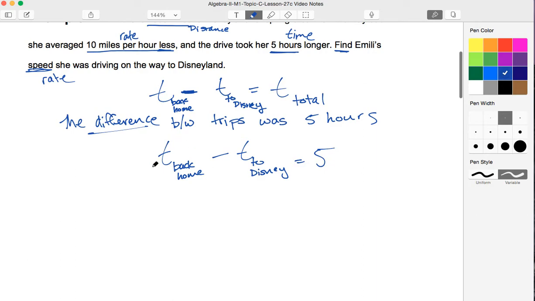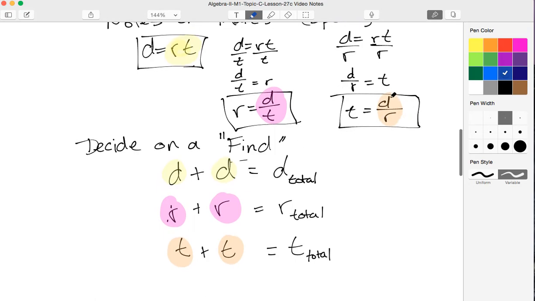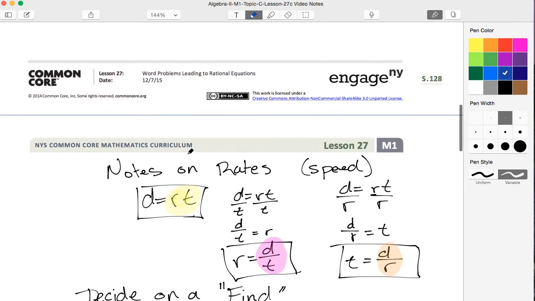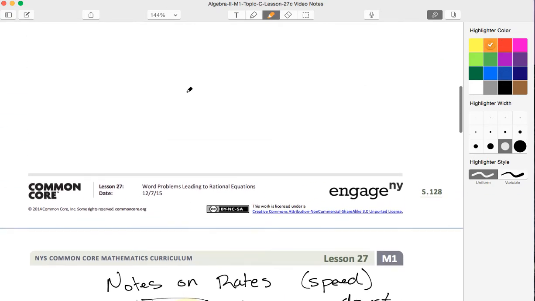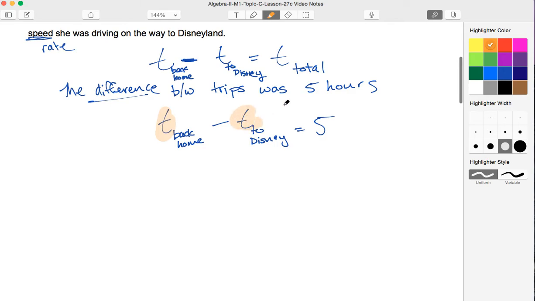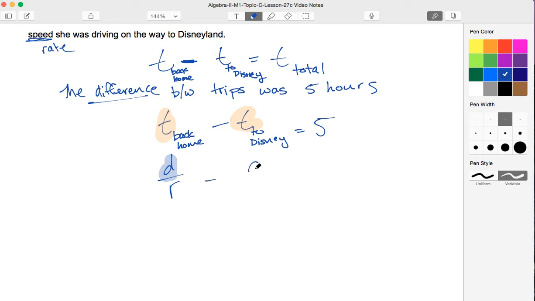Now, what did we say earlier about this time? Well, I'm going to go back down to our notes. Time is also equal to the distance over the rate. So what I'm going to do now is write my distance. Distance over r. Again, this is for back home. Minus the distance over r, and this is going to Disney, is going to be 5 hours.